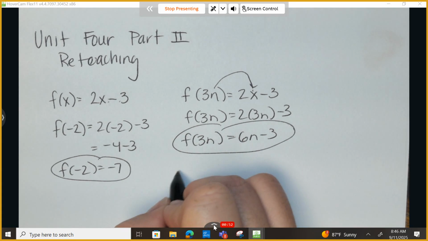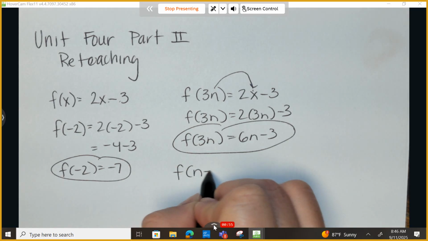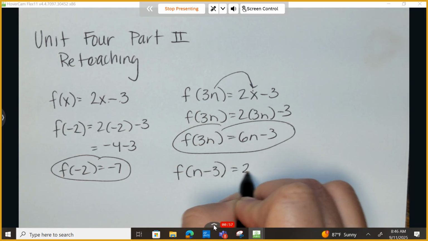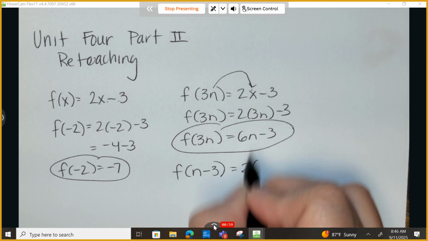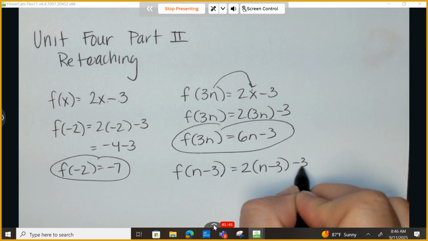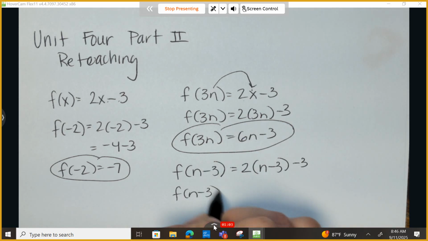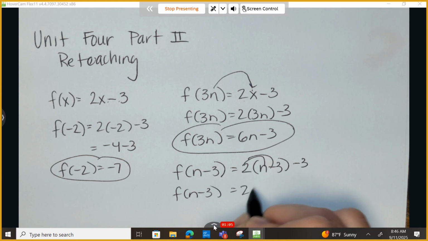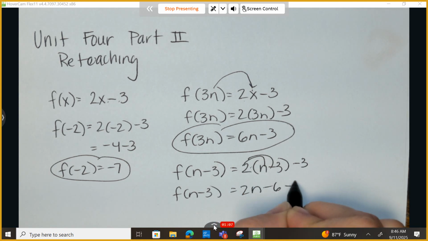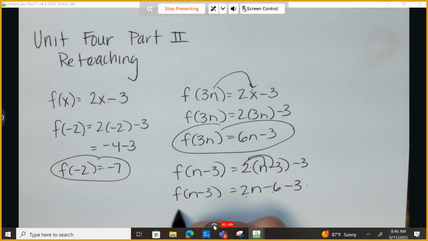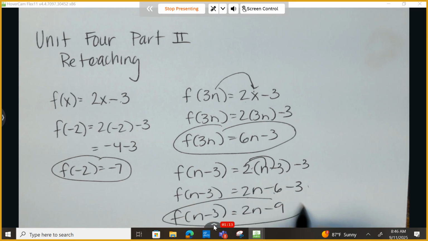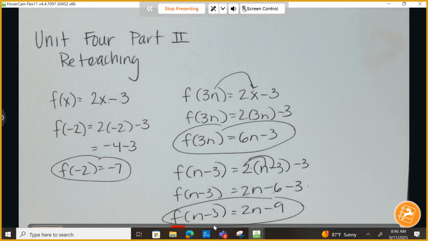Let's try one more. What if I said n minus 3? This time I take the function and replace x with n minus 3. So I'll distribute the 2 to get 2n minus 6 minus 3, but in this case I have 3 terms, and 2 of the 3 terms can be simplified. Let's try another problem.